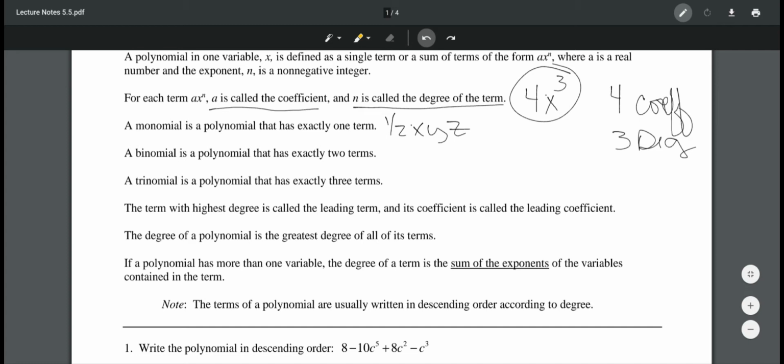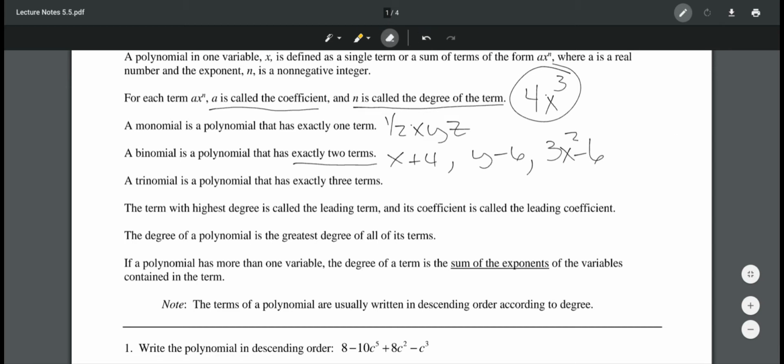Now, a binomial has exactly two terms. This is when you start pulling in addition and subtraction. So you could have x plus 4. You could have y minus 6. Two terms. You could have 3x squared minus 6. Those are all examples of binomials. Notice that I have one term plus a second term, first term minus a second term. 3x squared is considered a term, and 6 is a term.